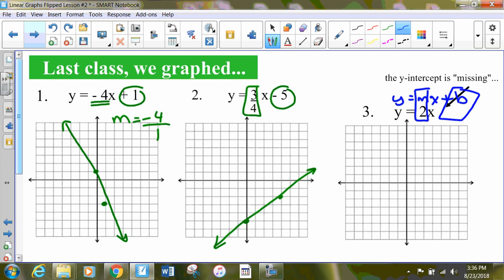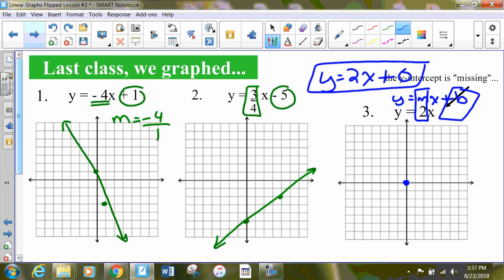When something's missing, you don't have any of it. We don't have a y-intercept. It's missing. Therefore, all right, we do have a y-intercept. It's missing because it's 0. So I could either write it as y equals 2x plus 0 or y equals 2x. If I write it as plus 0, it makes sense why the y-intercept is 0. If I don't write it, I just have to remember it's not there because it's 0.